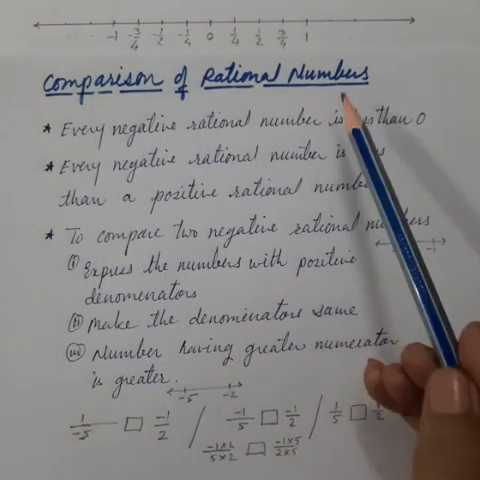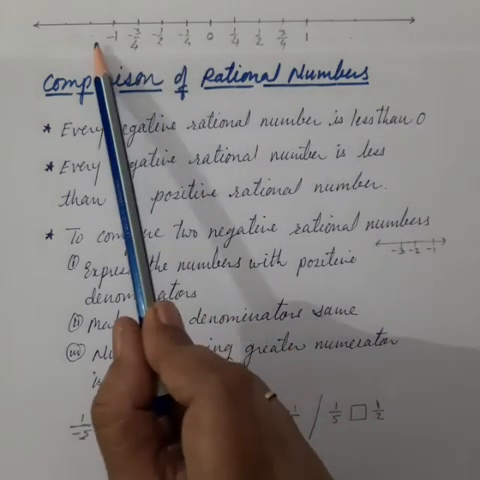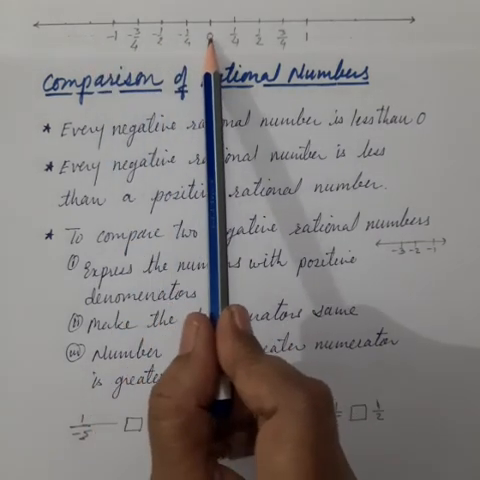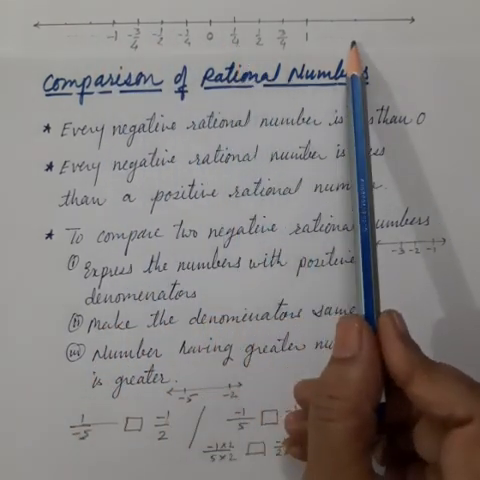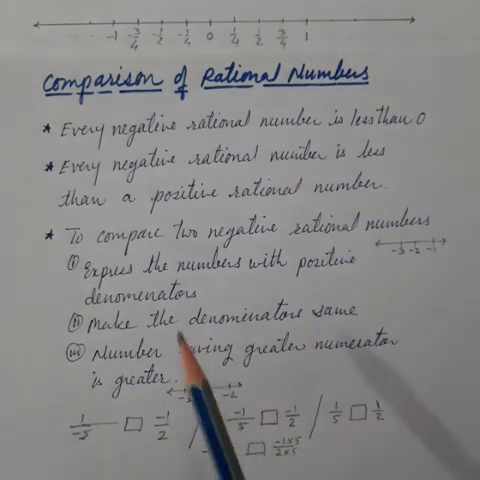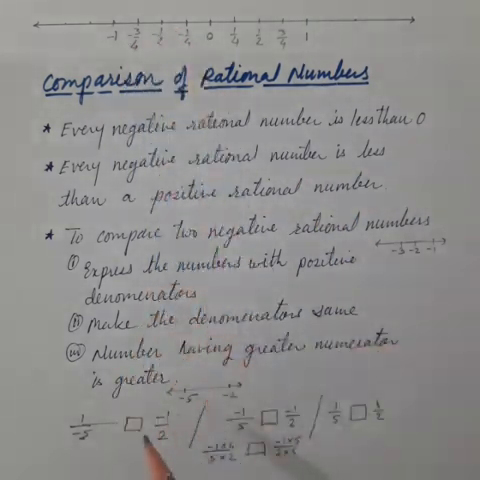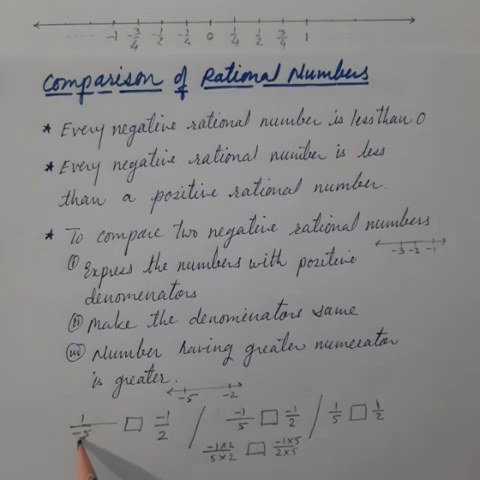Comparison of rational numbers. We know that every negative rational number is smaller than 0. Every negative rational number is smaller than positive rational numbers. If both the rational numbers are negative, how to compare? If the denominator of a rational number is negative, make the denominator positive by multiplying both numerator and denominator by -1. So we will get the denominator positive and the numerator negative.